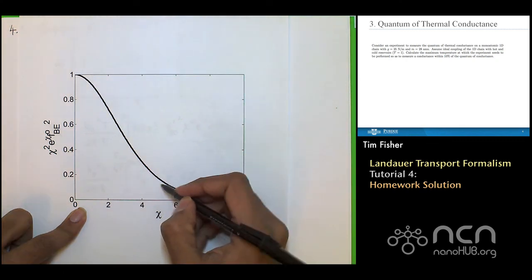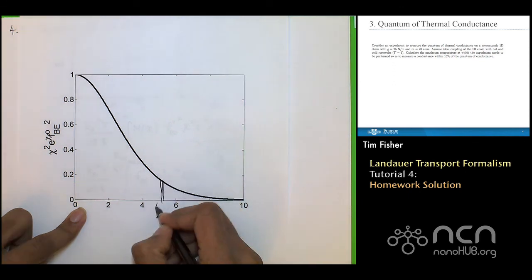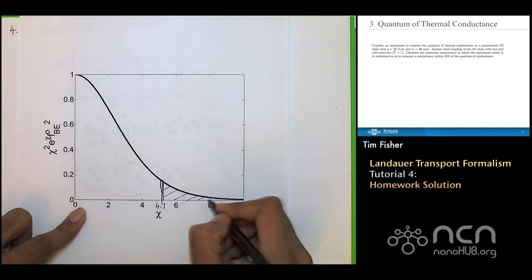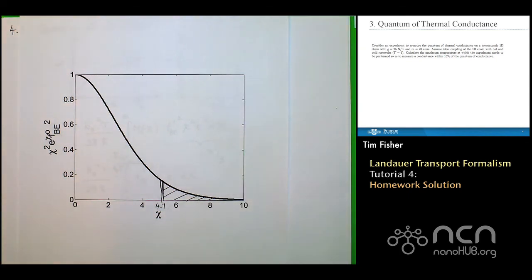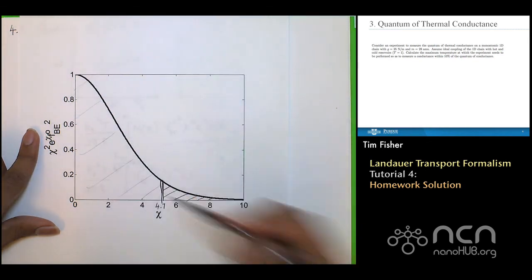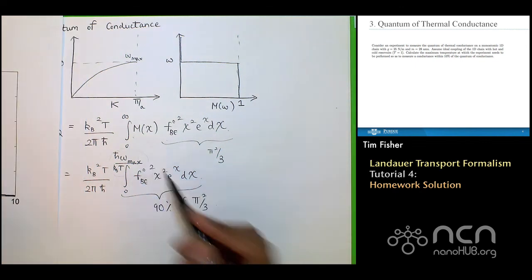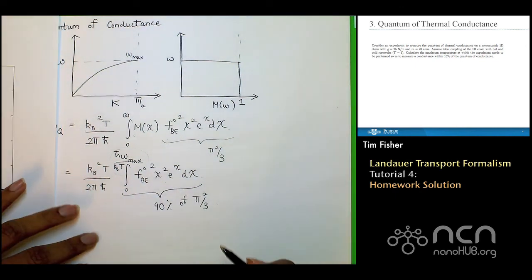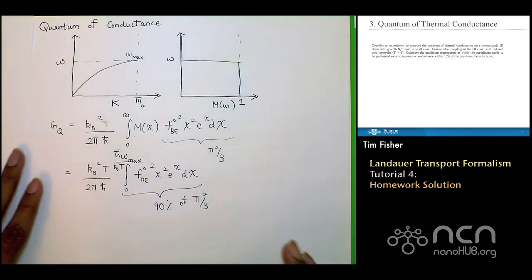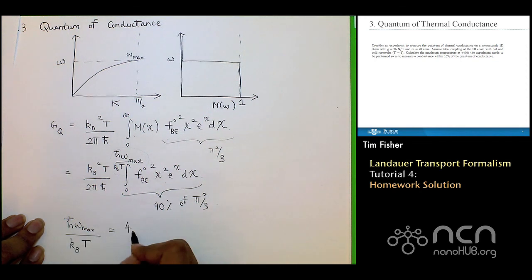squared by 3. But even if you truncate this at a value of around 4.7, somewhere over here, the area beyond that is less than 10% of pi squared by 3. So this portion over here contributes 90% of the integral. So this upper limit should be greater than or equal to 4.7 if we want to measure a value within 90% of the quantum of conductance. So h bar omega max by k_B T should be equal to 4.7.